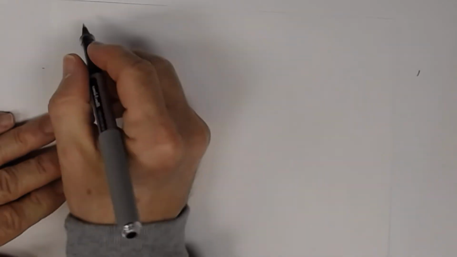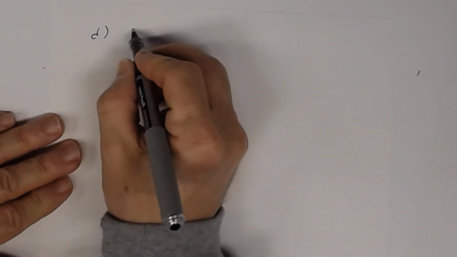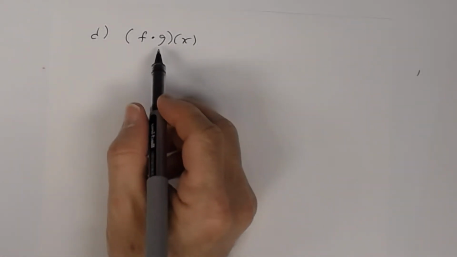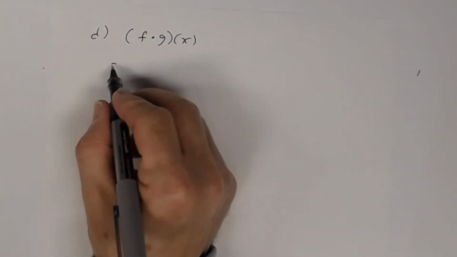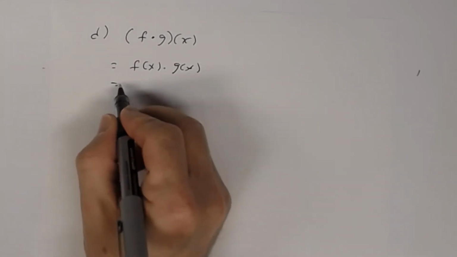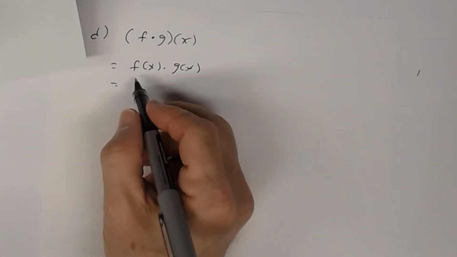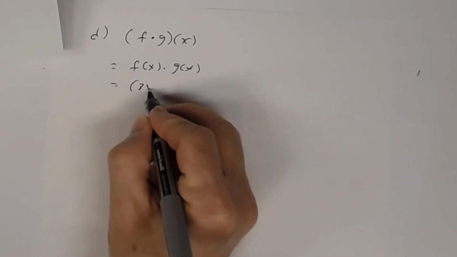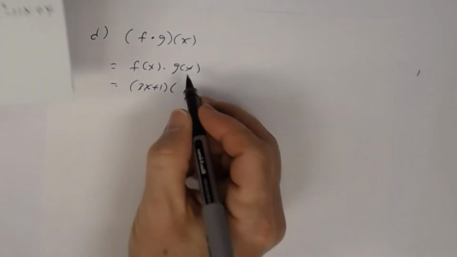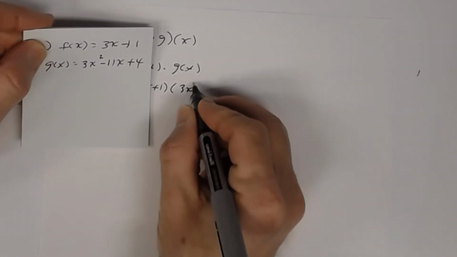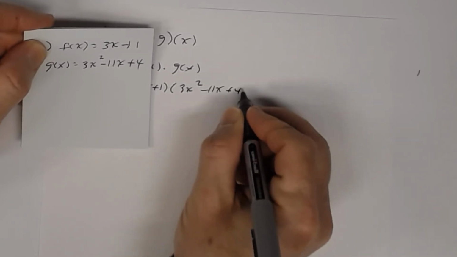Now let's look at D. So in D, you have this notation. Keep in mind, again, the closed dot, that's multiplication. So by definition, that's f of x times g of x. Now again, you need to put that in parentheses. So f of x is this binomial, 3x plus 1, times g of x, which is this quadratic. So you have this polynomial, 3x squared minus 11x plus 4.